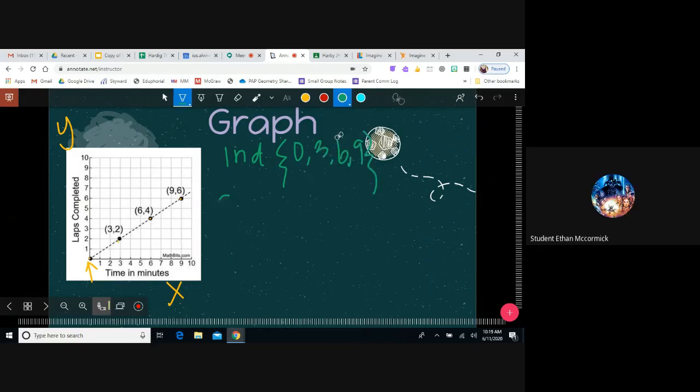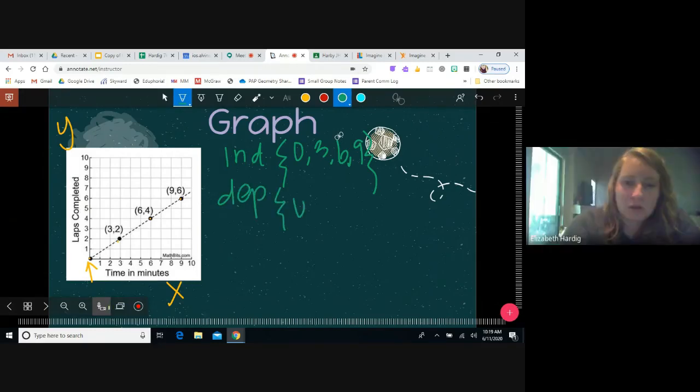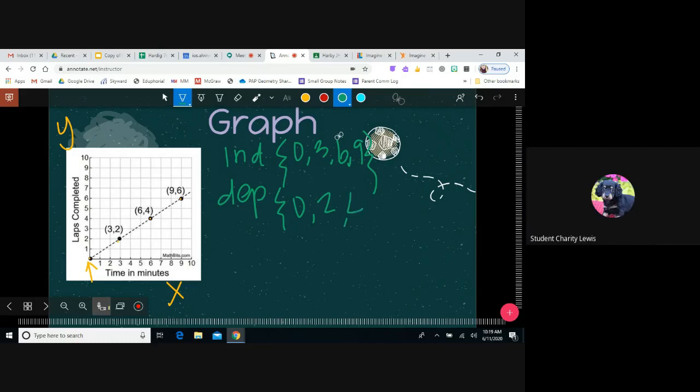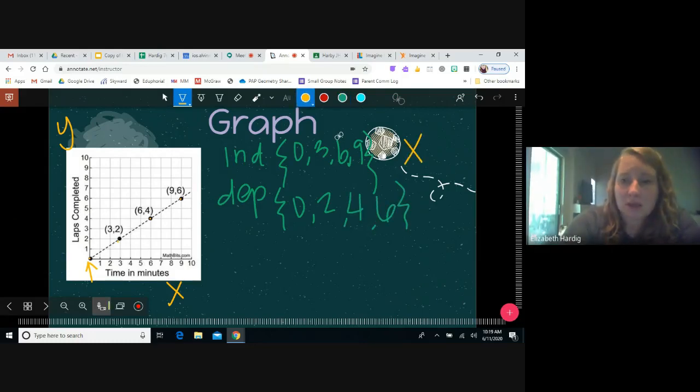And the dependent would be 0, 2, 4, and 6. Yeah. So our independent is always X and our dependent is always Y.